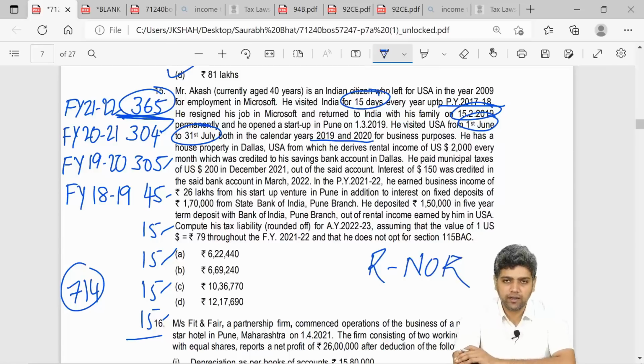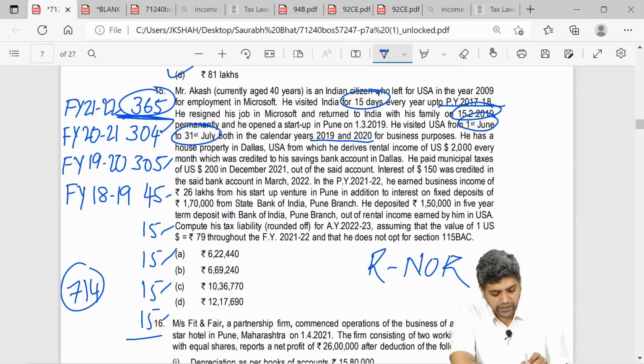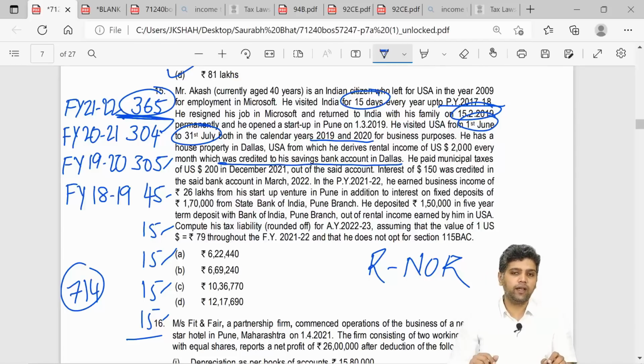Therefore, although he is a resident in India during the current year, but he would be regarded as resident but not ordinary resident. Because he is resident but not ordinary resident, his foreign incomes would not be liable to tax in India unless such income arises from a business which is set up in India or business controlled from India or profession set up in India. That is not the case. He is earning outside India only rental income, and the rental income is also received outside India. So the income is accruing outside India, income is also received outside India.